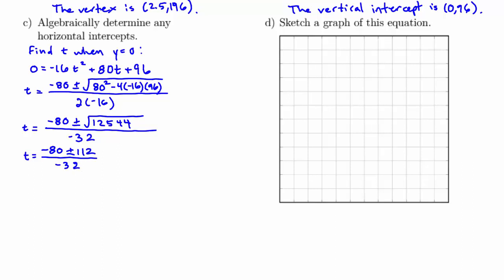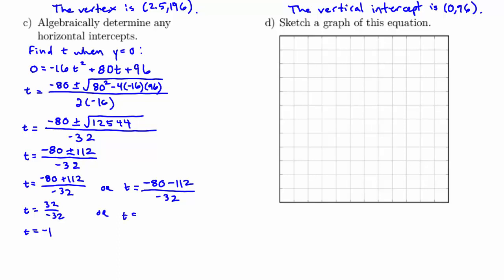Now to finish calculating these, I'm going to break them down into two different numbers. The first will be t equal to negative 80 plus 112 all over negative 32, or t can be negative 80 minus 112, and that expression divided by negative 32. For the first one, I'll have t equal to 32 over negative 32, which simplifies to t equals negative 1. For the second one, I'm going to have t equal to negative 192 over negative 32, and so t is equal to 6.